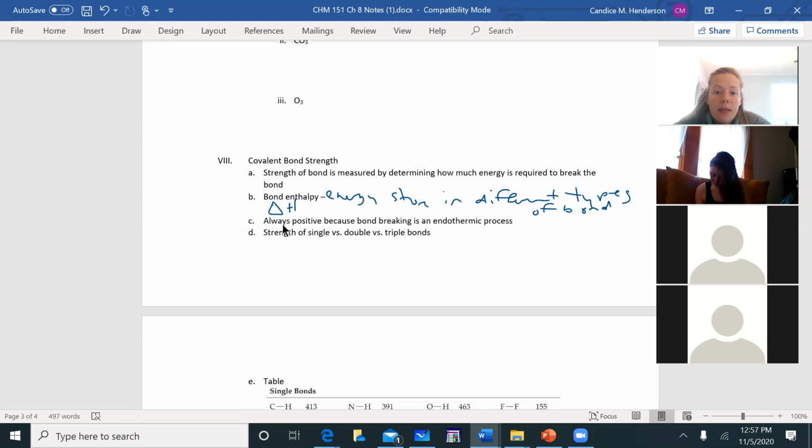So your bond enthalpy is always going to be positive, because when you break a bond, it's an endothermic reaction. So breaking bonds is endothermic. If breaking bonds is endothermic, then fusing something together would be exothermic.